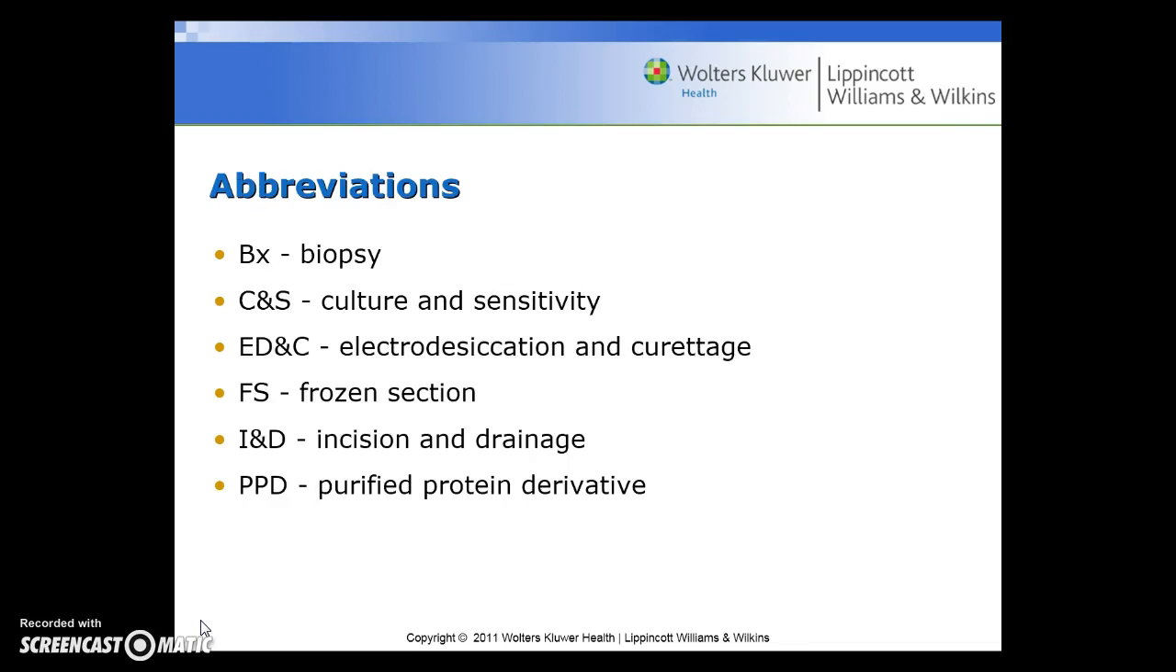Common abbreviations would be BX for biopsy, C&S for culture and sensitivity, ED&C for electrodesiccation and curettage, FS for frozen section, I&D for incision and drainage, and PPD for purified protein derivative. And that's the integumentary system.